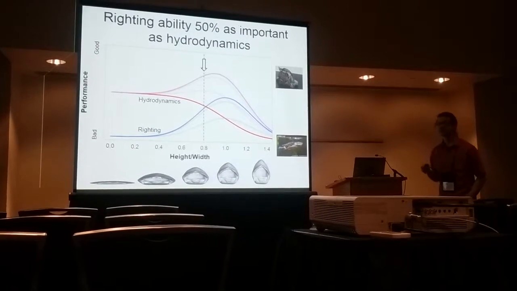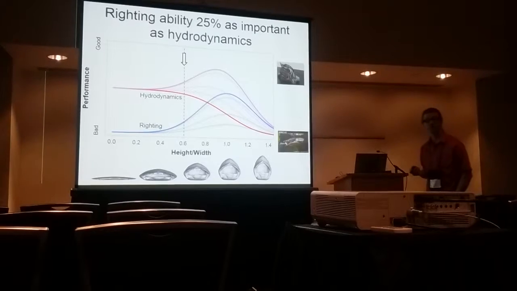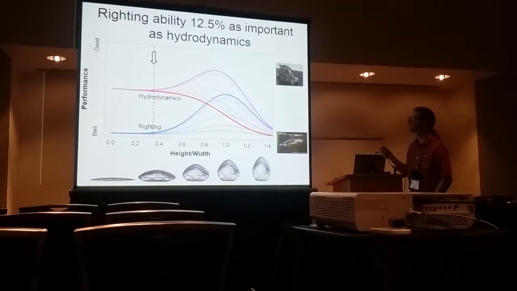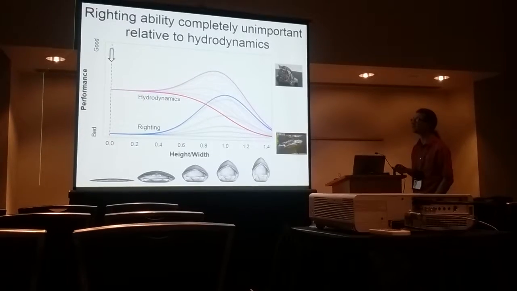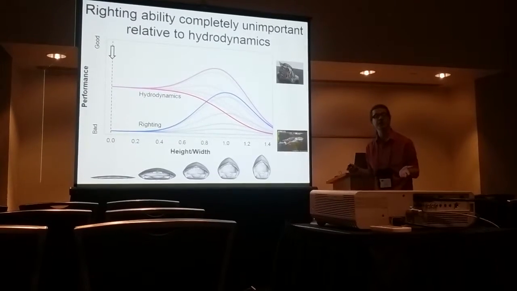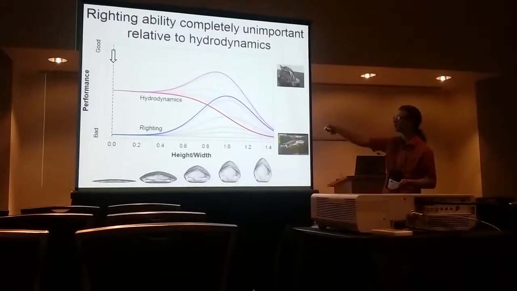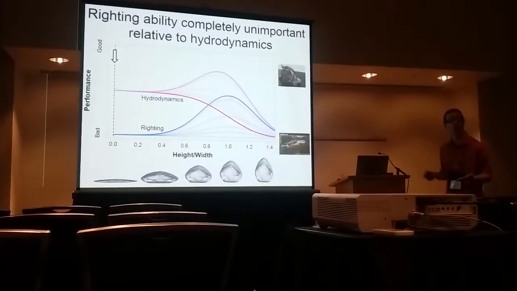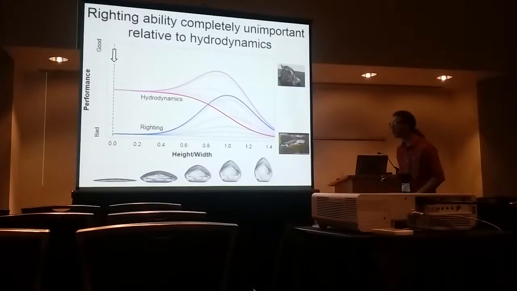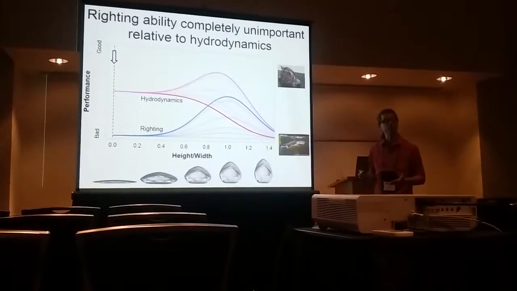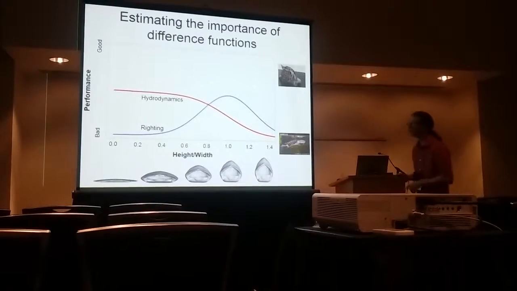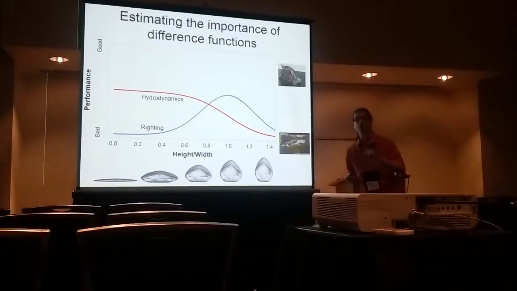And you can keep doing this, changing the relative importance of one of the functions compared to the other, decreasing the importance of writing ability, getting a new peak, until finally, writing ability is completely unimportant, and the peak of our adaptive surface matches up entirely with the peak of the performance surface for hydrodynamics. Once again, this is something that you can do in multiple dimensions. Oh, sorry. You can also run this process in reverse, too.